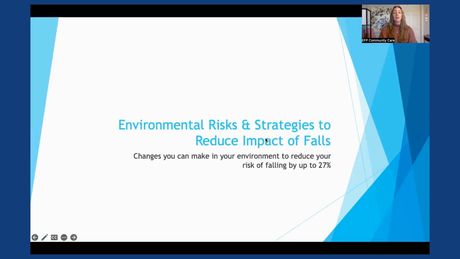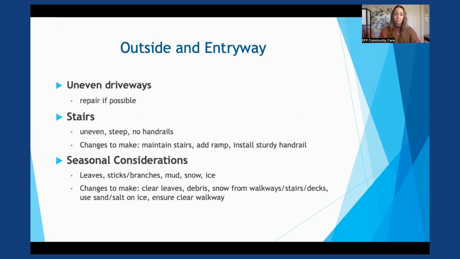So environmental risks and strategies to reduce the impact of falls. We're going to get really in depth here, but these are all changes that you can make to your environment to reduce your risk of falling by up to 27%. So I know it's very difficult. Not all of us like change. And it's, again, hard for us to notice that these changes might need to be made. But having someone come in and maybe review these things with you in your own home to see any modifications at all that you can make is going to be extremely beneficial.